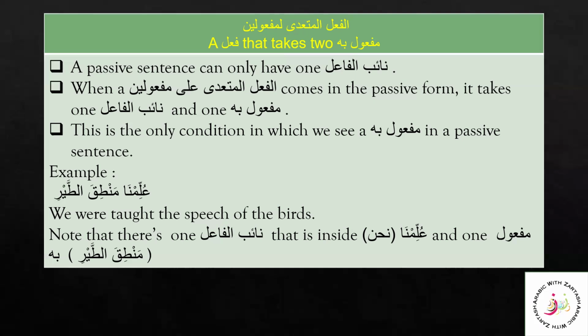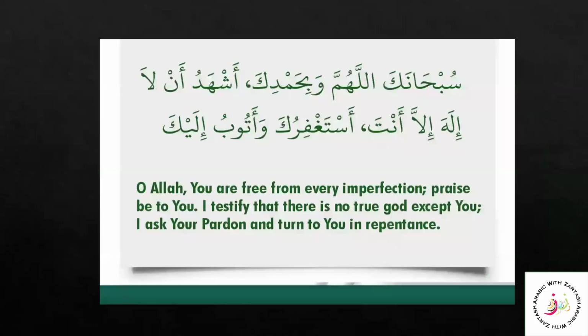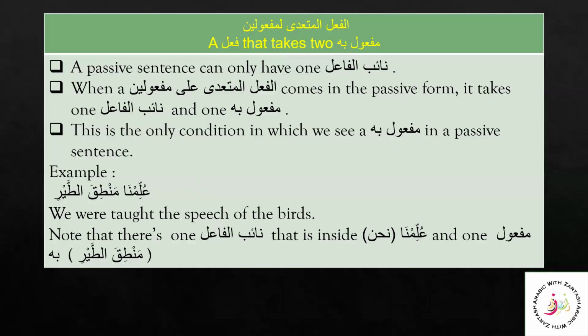See the example: ullimna mantiqa at-tayri. We were taught the speech of the birds. Note here that there is one na'ib fa'il that is inside, nahnu, ullimna, and one maf'ul bihi, mantiqa at-tayri, which is an idafa, the mudaf and the mudaf ilayhi. Mantiqa at-tayri. So here you can notice that it has one na'ib fa'il and one maf'ul bihi. So this is a short lesson about how a fi'l mutaddi can take two maf'uls.